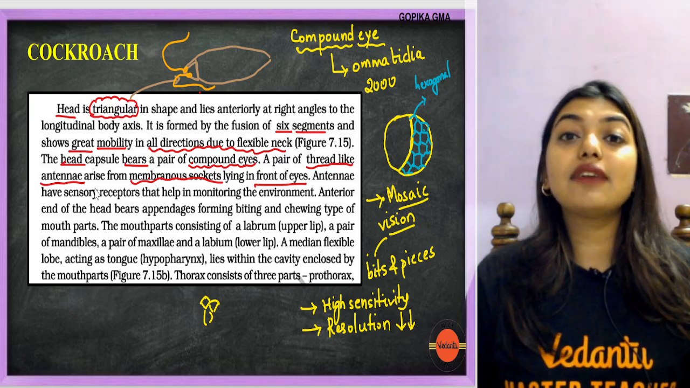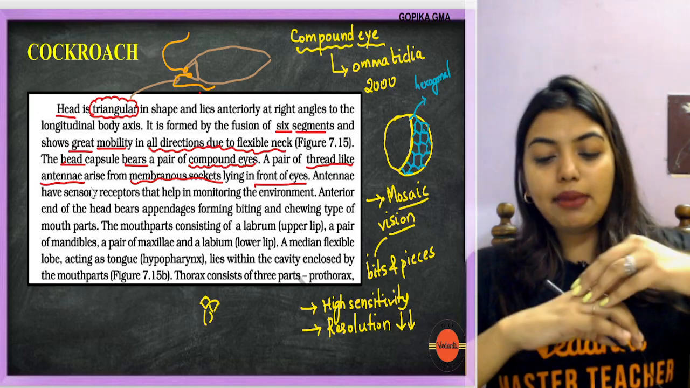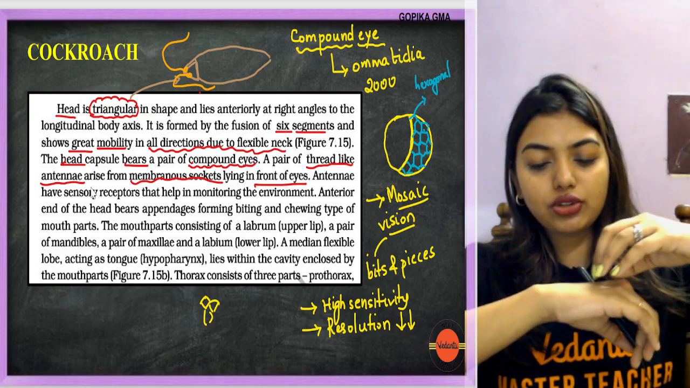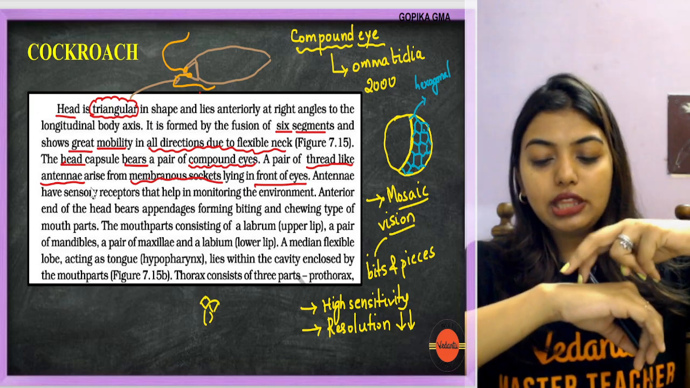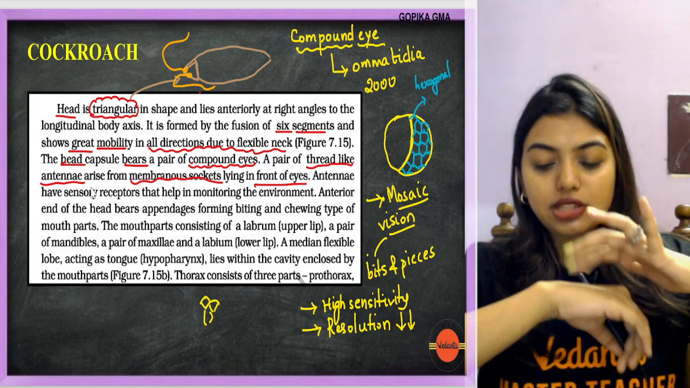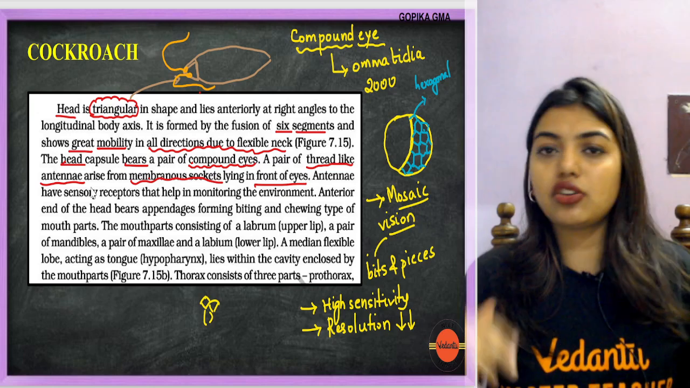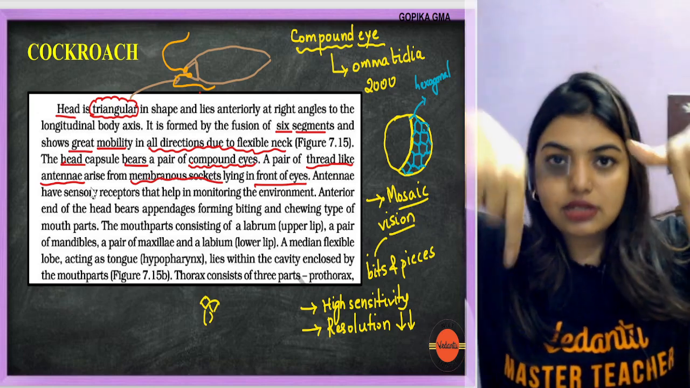Now antenna have sensory receptors that help in monitoring the environment. Imagine this is the cockroach, my hand is the cockroach, the antenna is these two fingers. When they move, they'll have touch receptors, they'll have sensory receptors. This will feel and move. They will be able to understand what is right in front of me. So always you will notice that the antenna is falling downwards.